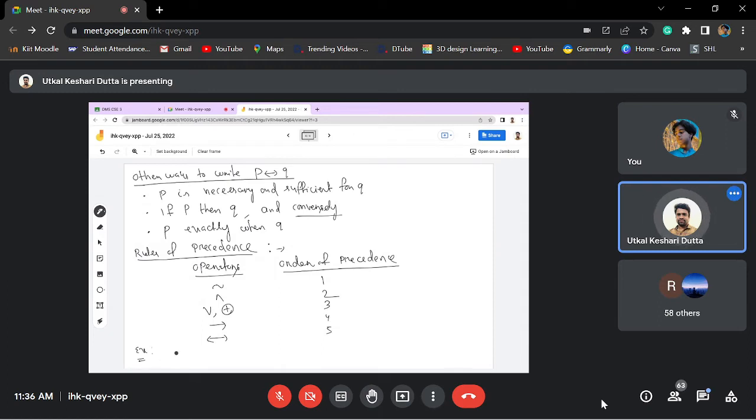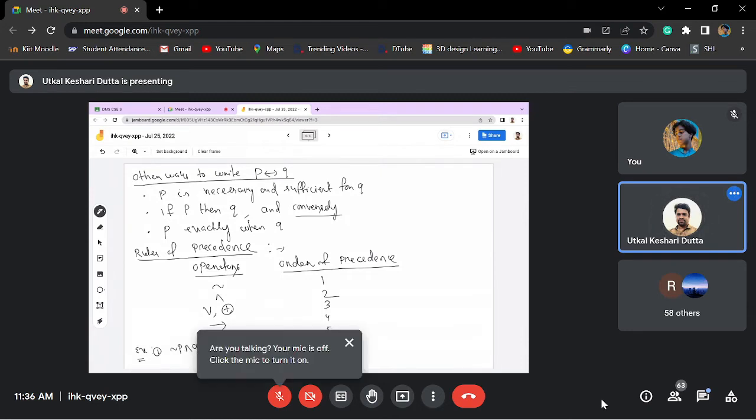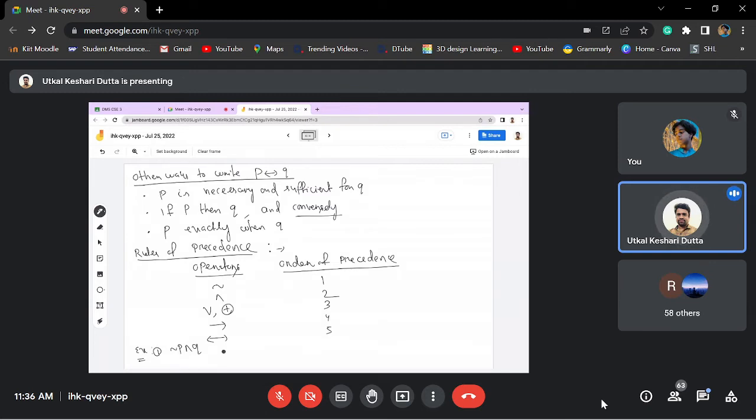I'm doing one example: negation P, conjunction Q. How to find the truth table? You have to find negation P first, so take this bracket. That is the same thing if you compare with the order of precedence, the correct way of writing: negation P, conjunction Q. Okay. Then what will be P, conjunction Q, disjunction R? Tell. Then what do you have to find in the truth table? What do we have to do first?